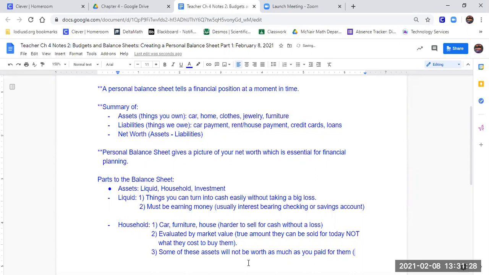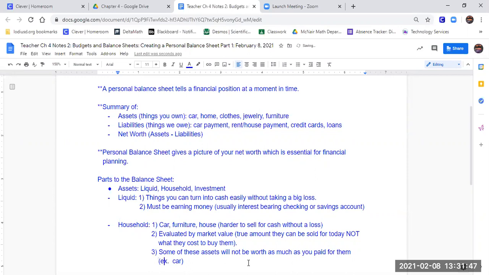Big example is which one? Of the three we listed as examples in number one, which one of those have we already talked about? Yep, the car. Cars depreciate. I'm gonna put this down here with this.